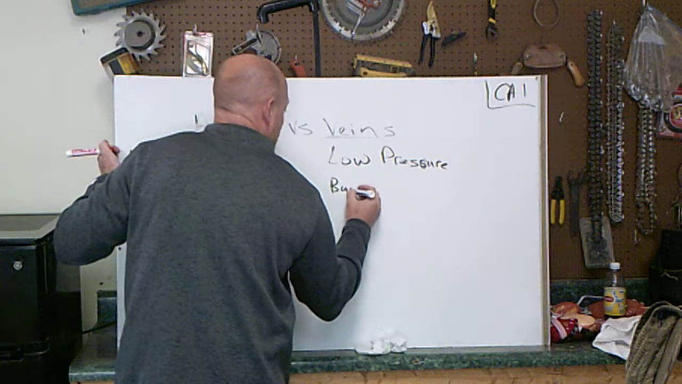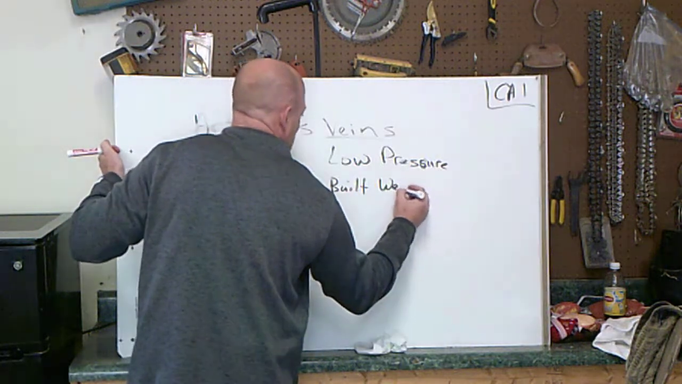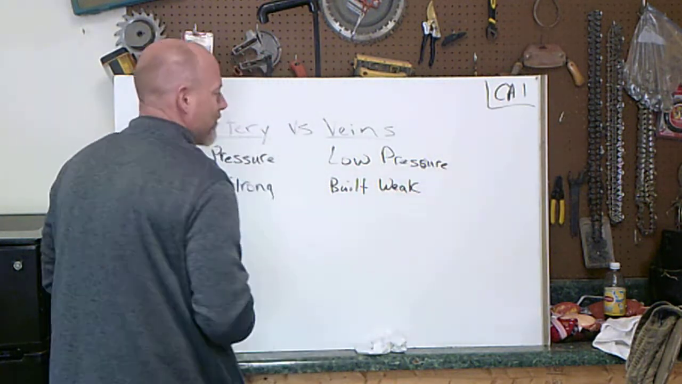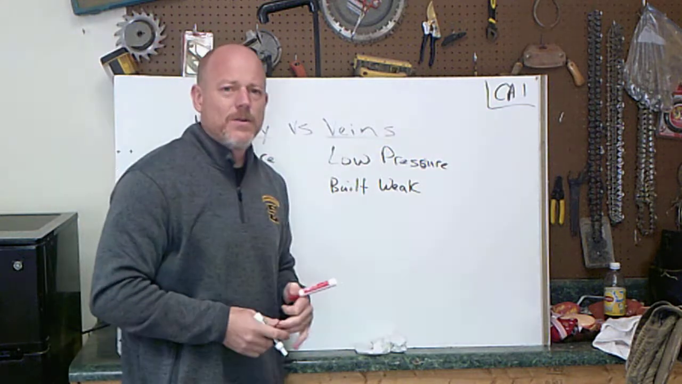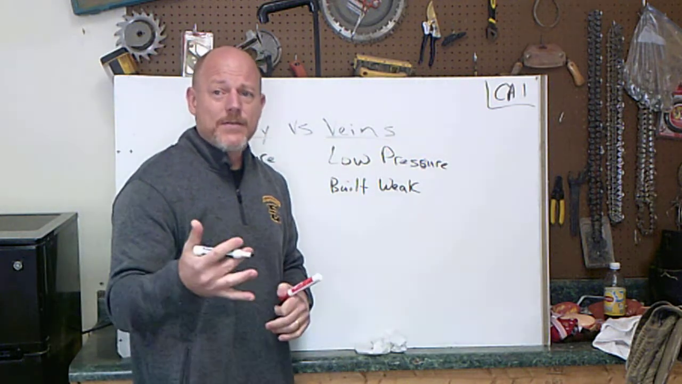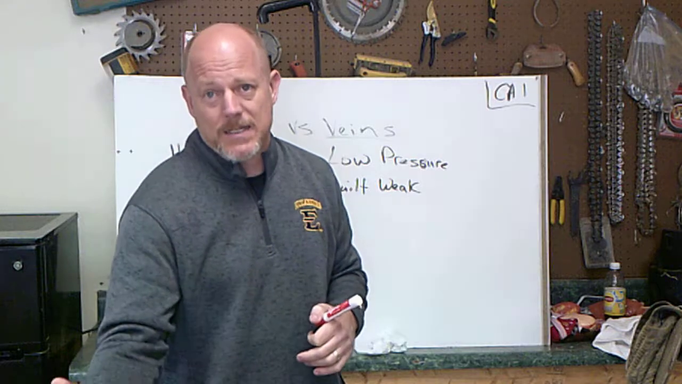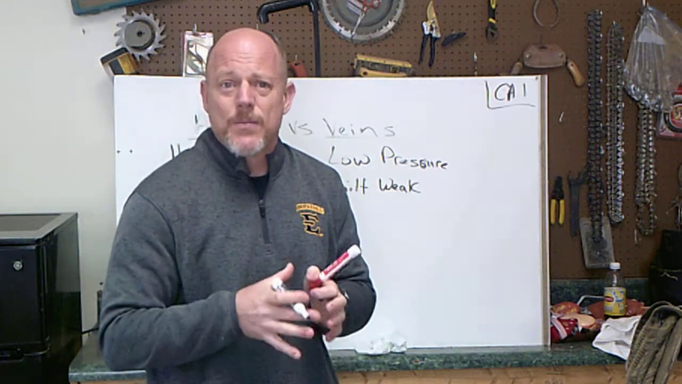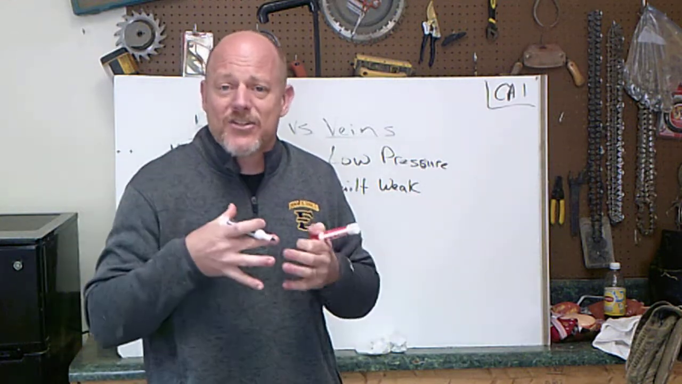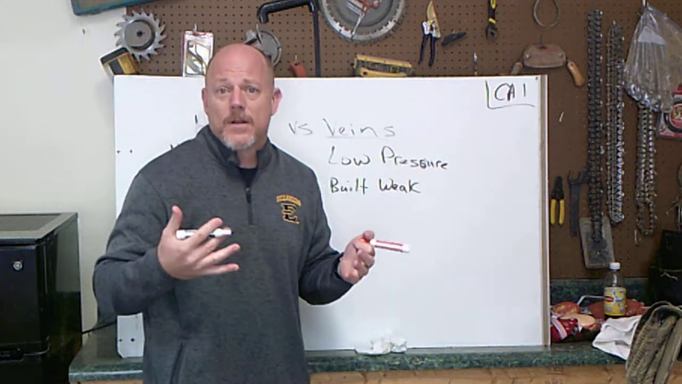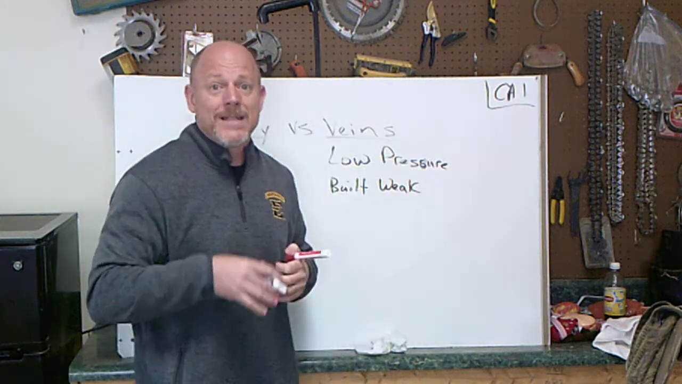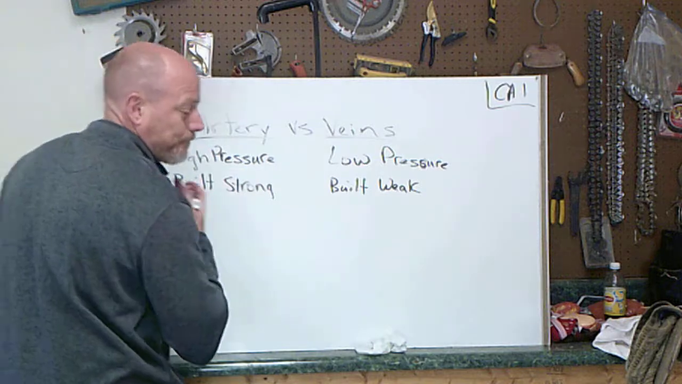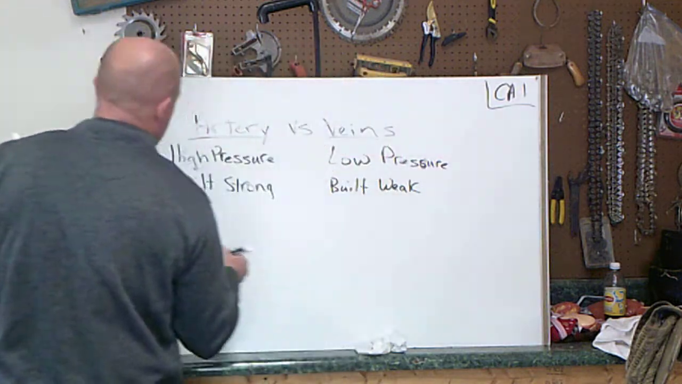I hate to say it this way because it just sounds weird. They're not built for strength in veins. They're built kind of weak. This is why you have something called a varicose vein, because they're so weak that if you put a lot of pressure on them, they distend and they don't snap back. You don't hear about varicose arteries, you hear about varicose veins because the veins are built weak.